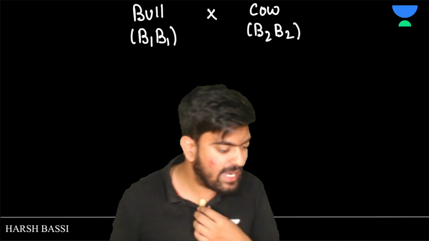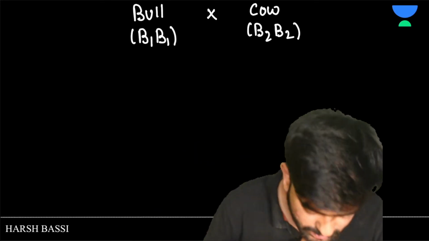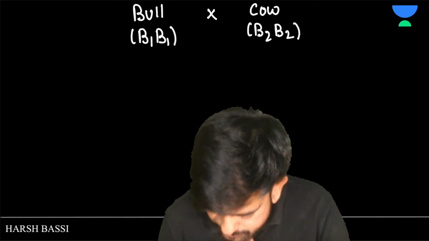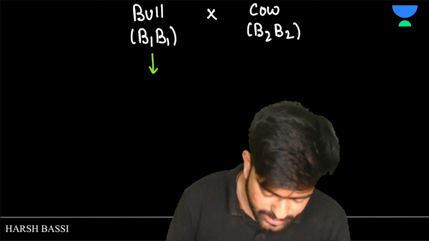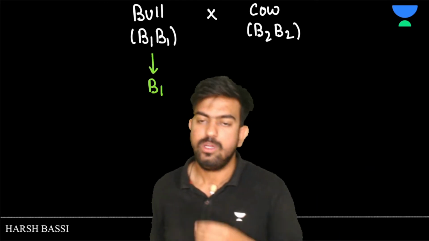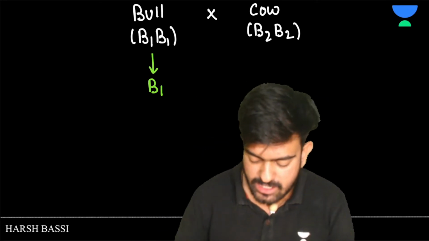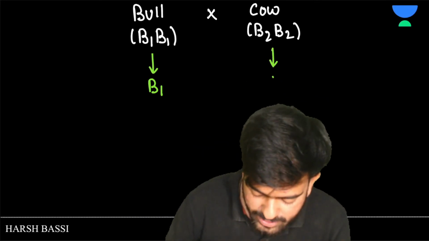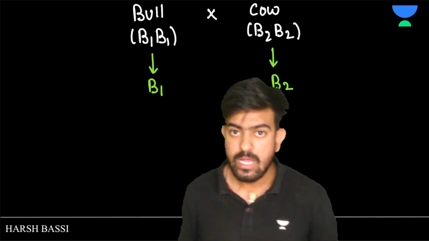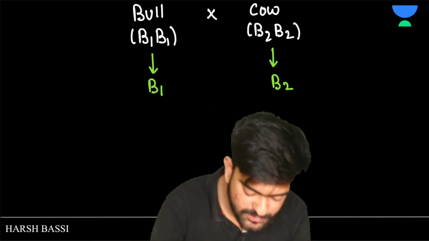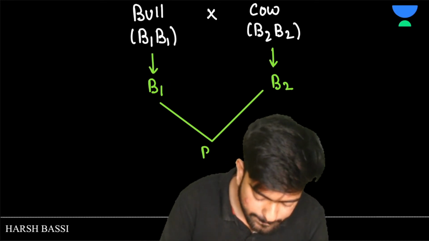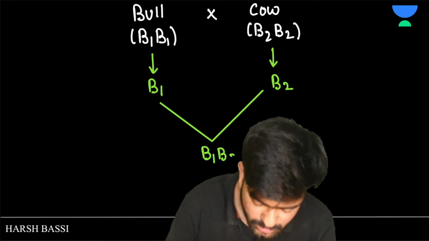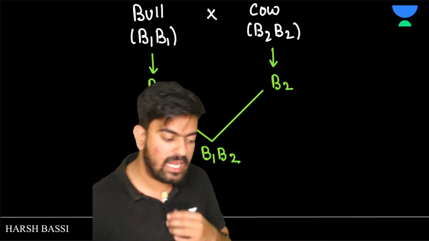Now, can you make the gametes here? Yes or no? Yes, you can make. From here, you're going to get B1 as the gamete. And here, what you're going to get? B2 as the gamete. Okay. When these gametes fertilize, you are going to get what? You are going to get B1, B2.